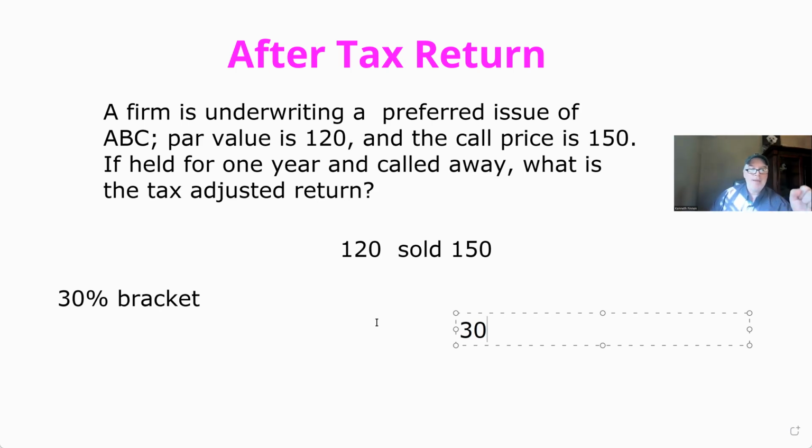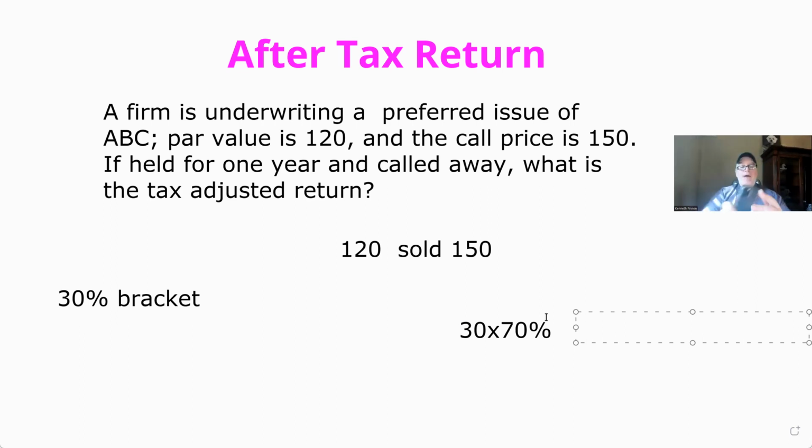So we're going to do 30. Now we pay 30% in taxes. That means we bring home 70%, right? If you pay 30% in taxes, you're bringing home 70%. So we're going to do 30 times 70%. Let's figure that out. 30 times 0.7 equals 21. So that means we get $21 after taxes, okay? Crappy, right?